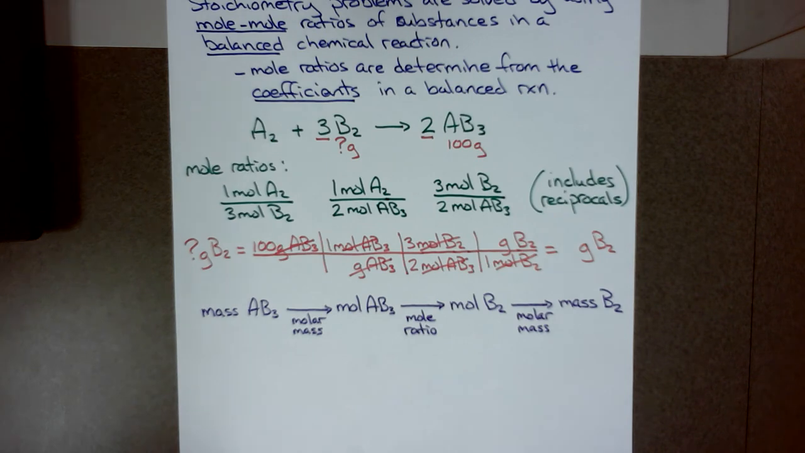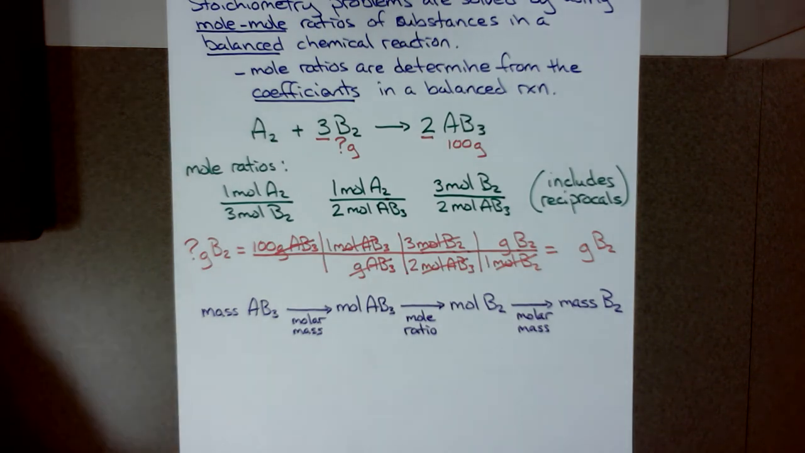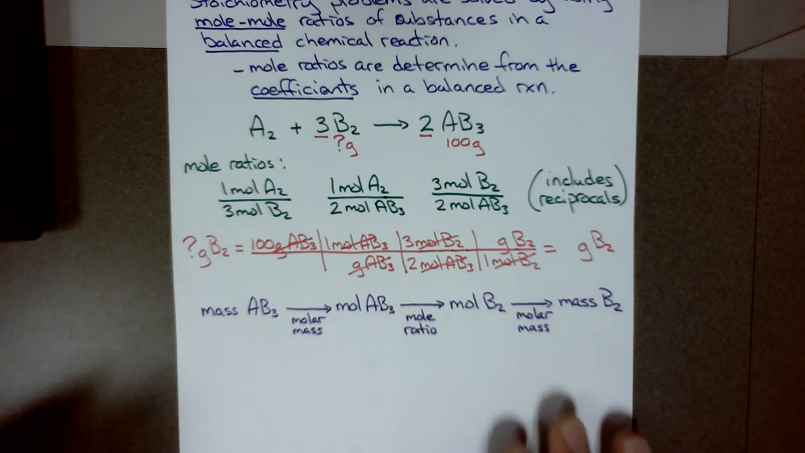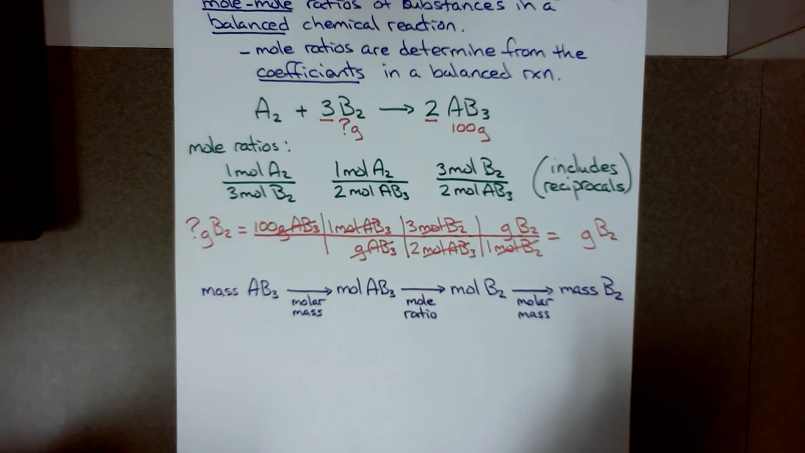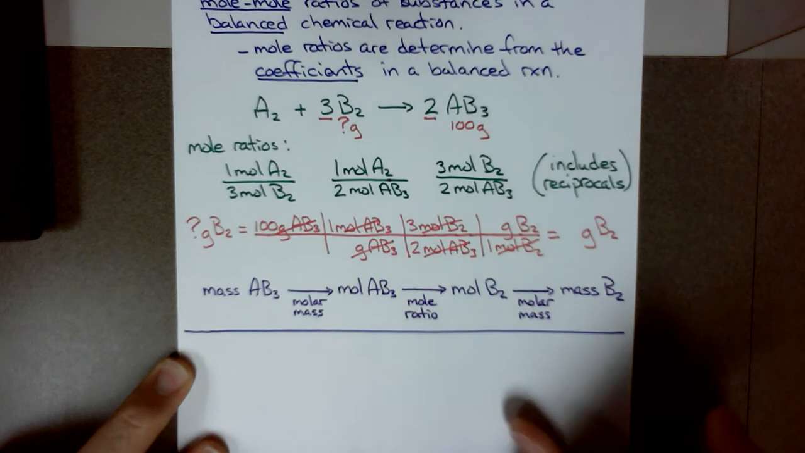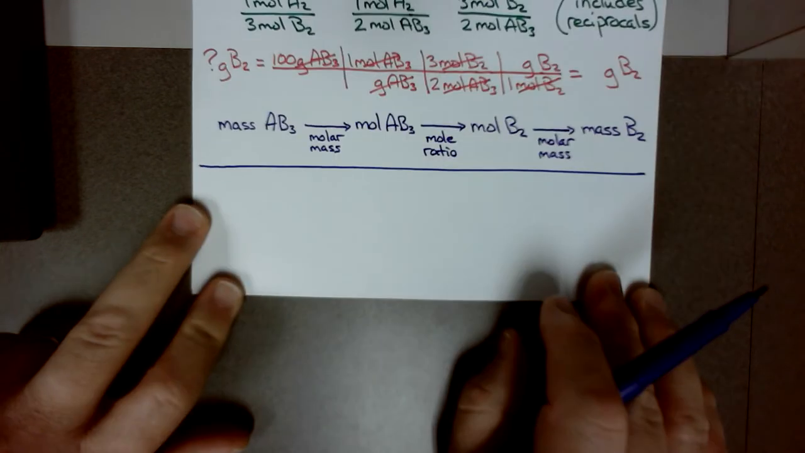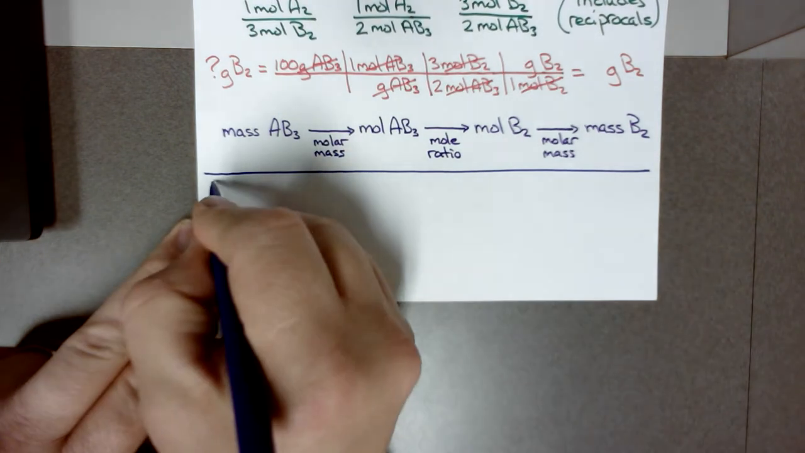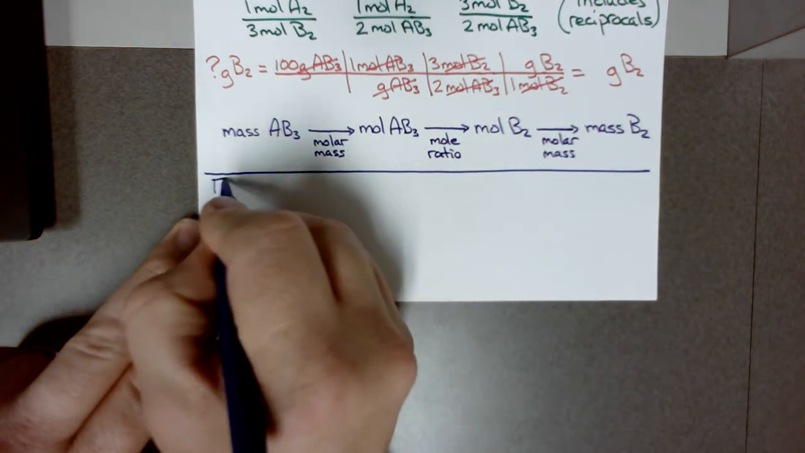So now what we need to do is we need to practice. So we're going to practice 3 different types of stoichiometry problems, and a 4th one if we have time. So let's get started. The first stoichiometry problem that we're going to look at is, let's do number 1. So these are examples.